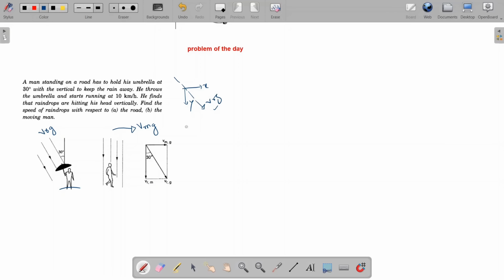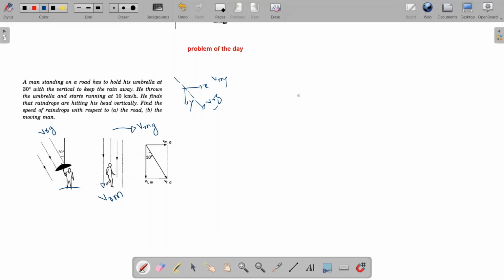Okay, this is VRG, and this is VMG. Then what he finds is that rain is actually hitting his head vertically. That means, again, it is the illusion that the rain appears to be falling with respect to the man. So this is nothing but the velocity of rain with respect to man.